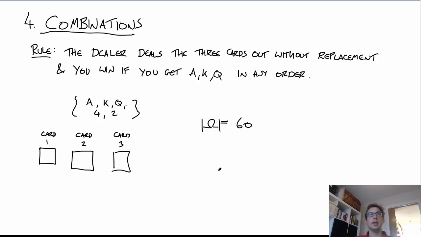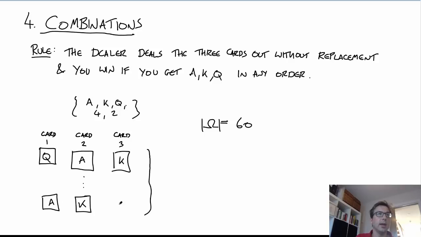Okay, so there are 60 ways of putting these 5 cards into these 3 positions. Now one such outcome would be queen, ace and king, and that would be a winning hand. But in addition to that, there are other winning hands. For example, ace, king, queen would also be a winning hand.